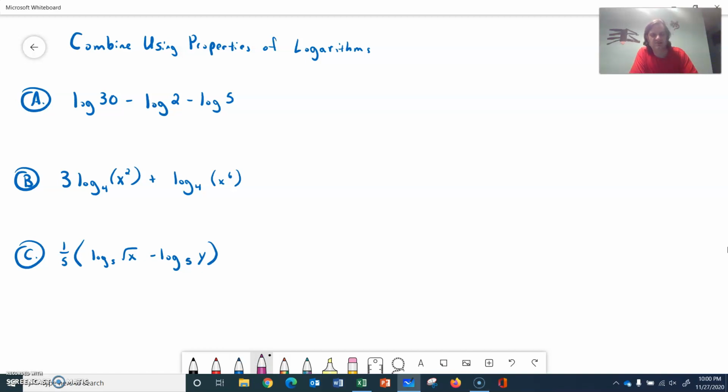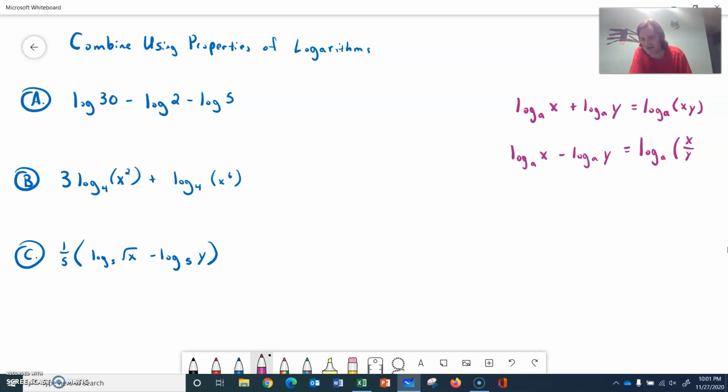Hey, it's Mr. Oliver here, and we're doing some practice problems where we use the properties of logs to simplify some expressions. So just to remind you, the two main ones that we use here: log of any base of x plus log of the same base of y. We take those two logs as an addition, and we turn that into log of the same base of x times y. And then we have a subtraction rule, log base a of x minus log base a of y, and that turns into a division, log base a of x over y.